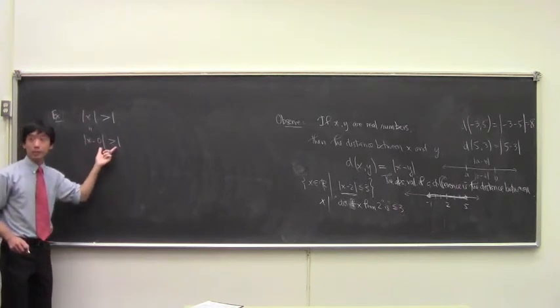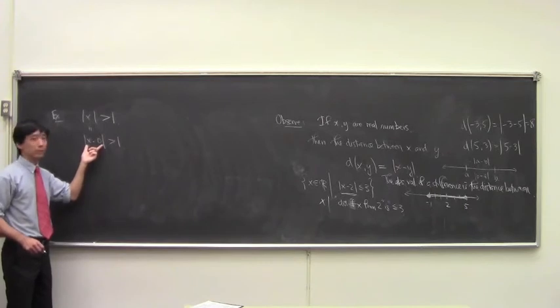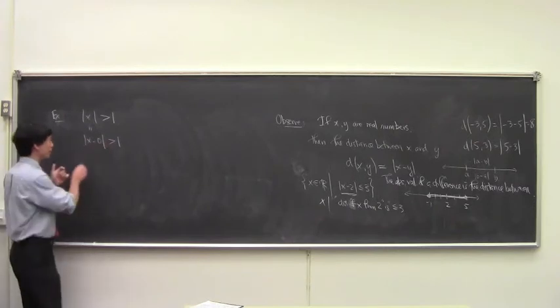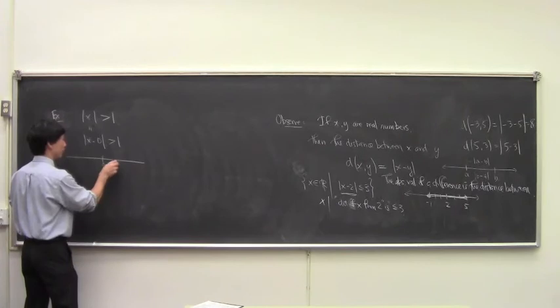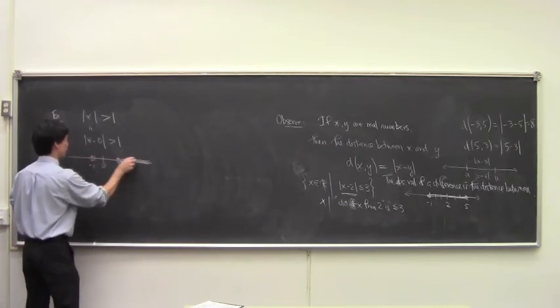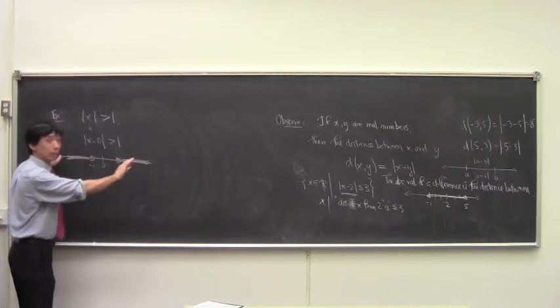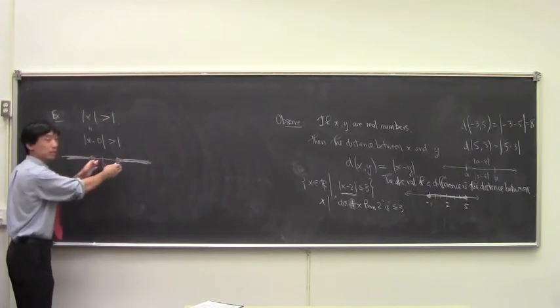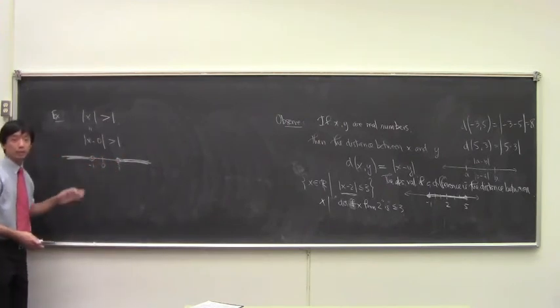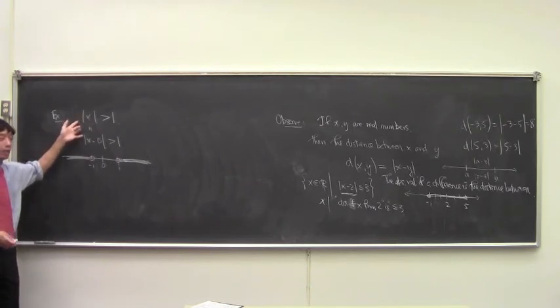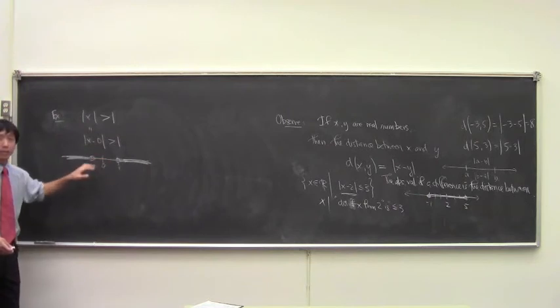So now, in terms of distance, what is this thing here? The distance to 0 must be greater than 1. So here is 0, and the distance to 0 must be greater than 1. So we have to be outside, at least this far away. We can't be inside this radius. So in this case, using the geometric interpretation of the absolute value, you can write these sorts of things down very quickly.